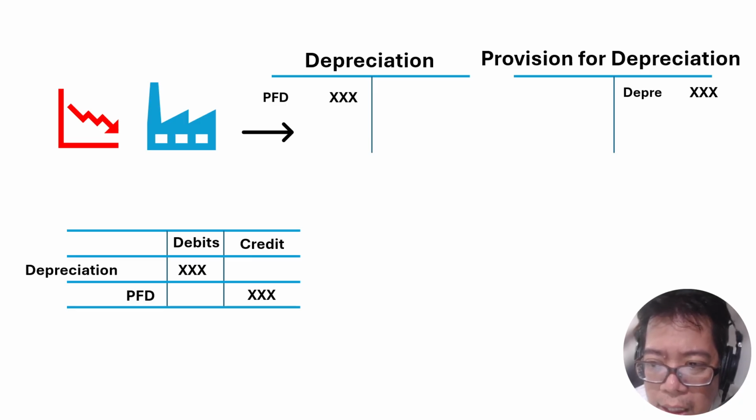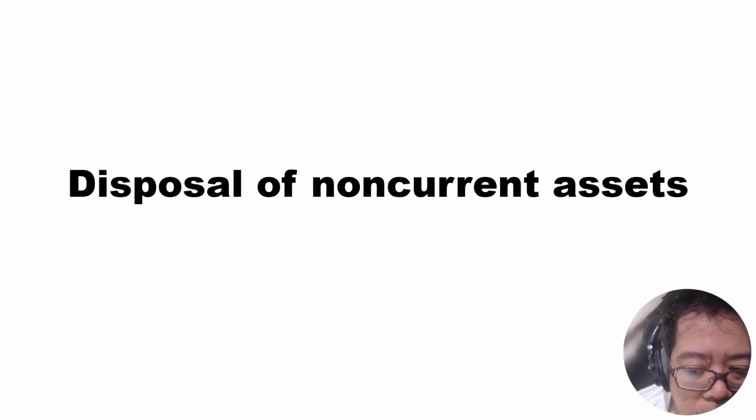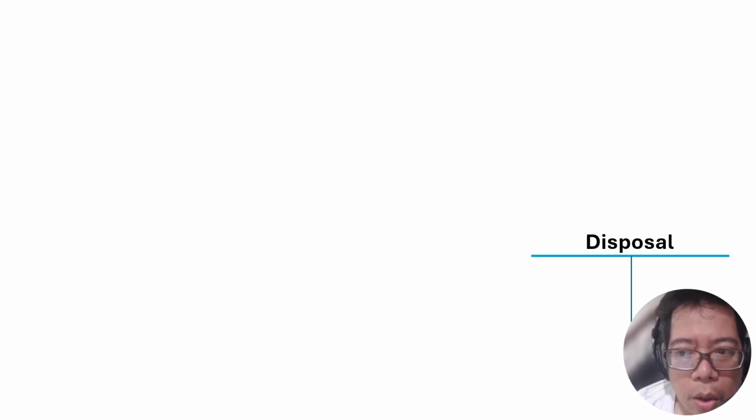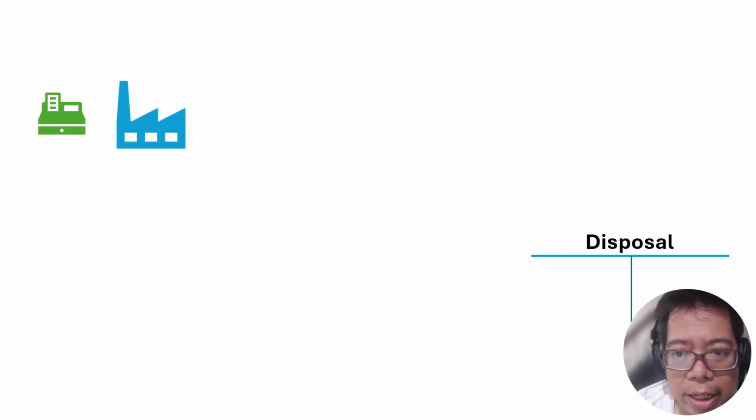Once this entry was posted into ledger, we have a clear record of the asset's net book value. The net book value is equal to the cost minus accumulated depreciation. How to record disposal of non-current asset? Now we reach the critical moment. The asset has been used, depreciated, and we are ready to sell it.